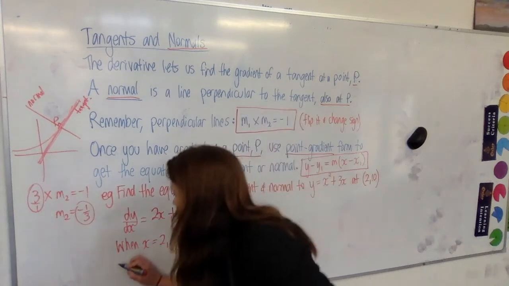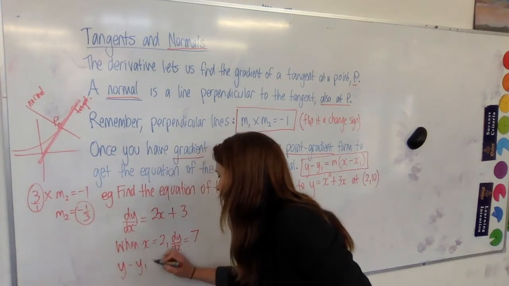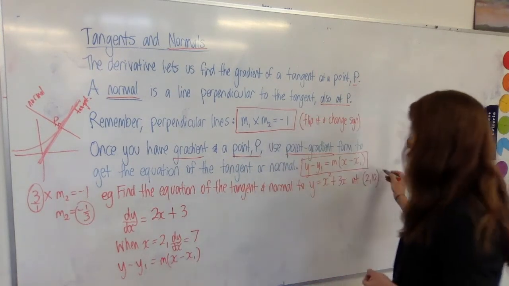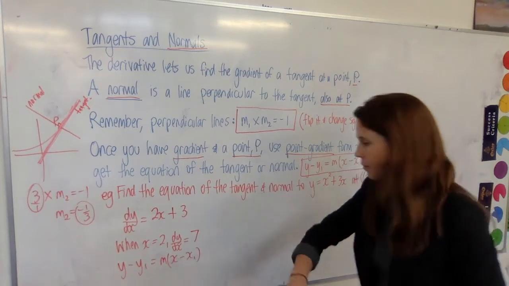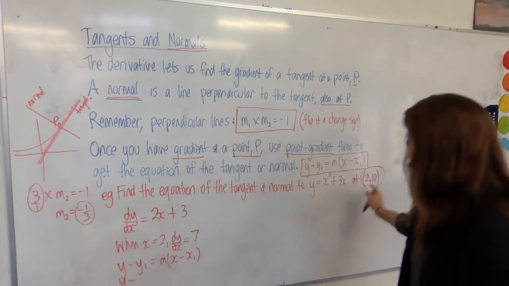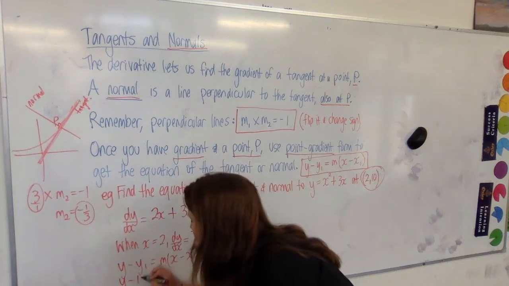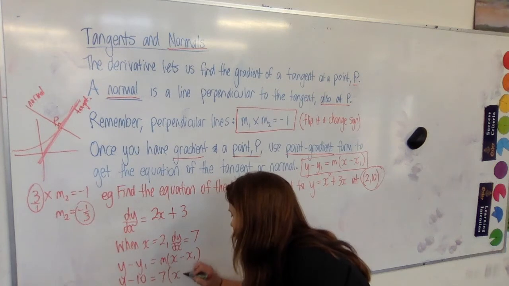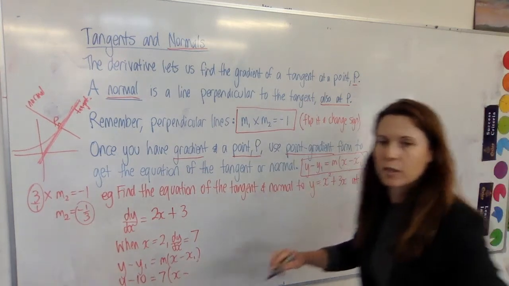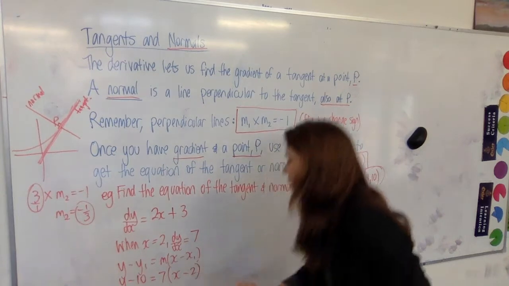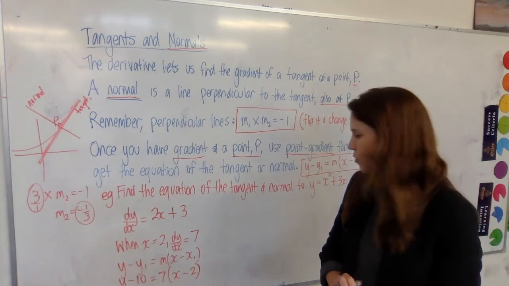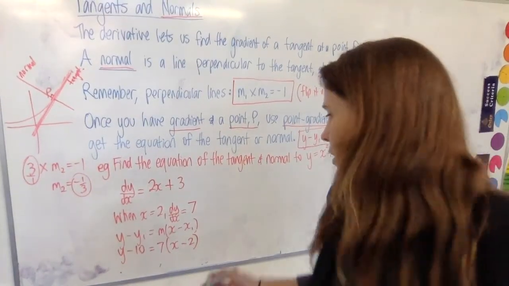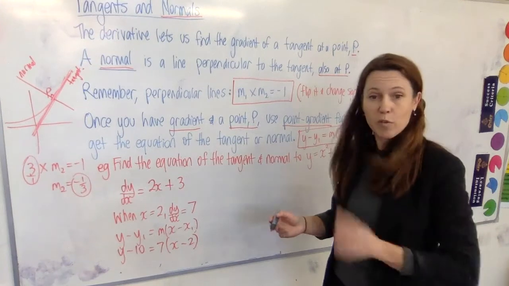So now I can sub it into y minus y1 equals m outside of x minus x1. I have my point, (2, 10). I have my gradient, 7. So I go y minus the y value, 10, equals my gradient, 7, outside x minus the x value of my point, which is 2. Now, if it asks you for the equation in general form, go ahead and put it in general form. If it hasn't specified what form it wants, then you can put it in whatever form you like. So gradient intercept form would be fine.